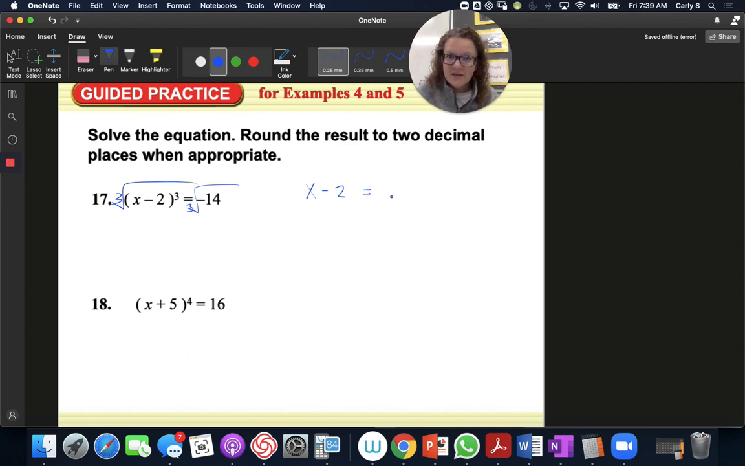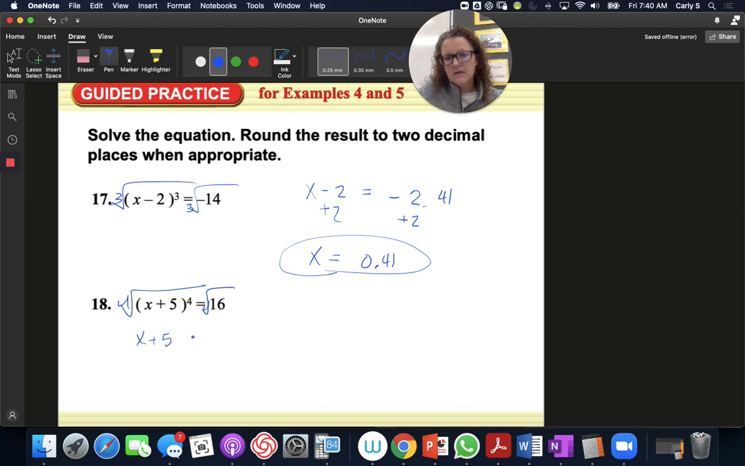Let's see. Cubed root of -14 is -2.41. Add 2 to both sides. I have x equals -0.41. And then the 4th root. Here it's an even, so I get positive and negative.